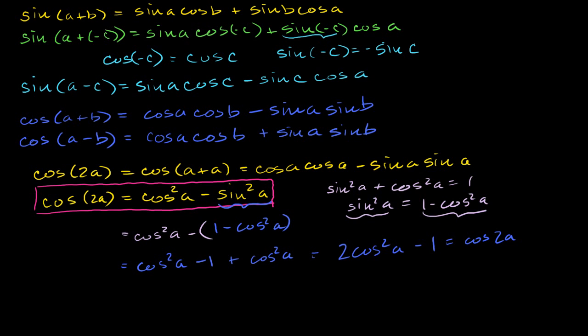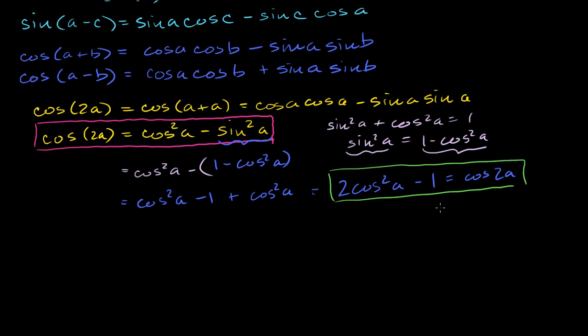Now what if I wanted to get an identity that gave me what cosine squared of a is in terms of this? So we could just solve for that. So if we add 1 to both sides of this equation, actually let me write this. This is one of our other identities. But if we add 1 to both sides of that equation, we get 2 times the cosine squared of a is equal to cosine of 2a plus 1.